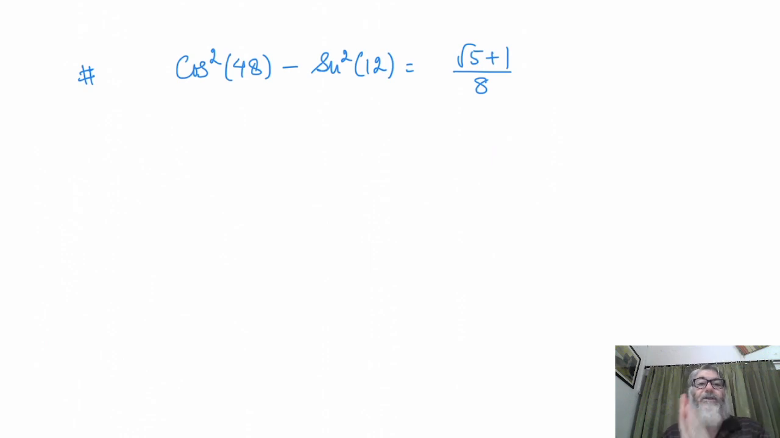Okay, let's look into the next sum. What we have to do is prove that cos square 48 minus sin square 12 is equal to root 5 plus 1 upon 8.